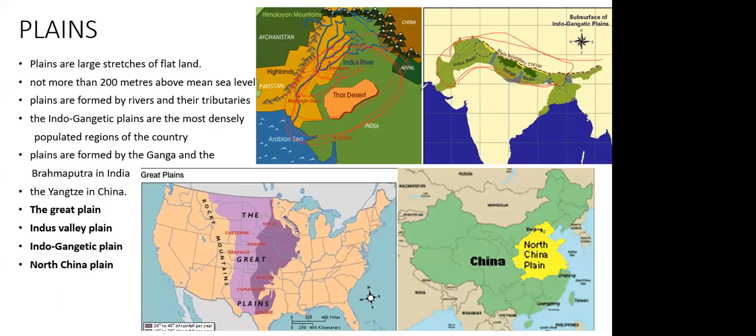All right. So let us see about the different plains. Like in the USA, there is the Great Plains of USA. That is the biggest plain that we can see here in the middle of the USA. This is the Great Plains, and the North China Plain. Here it is. The North China Plain is located on the eastern side of China.